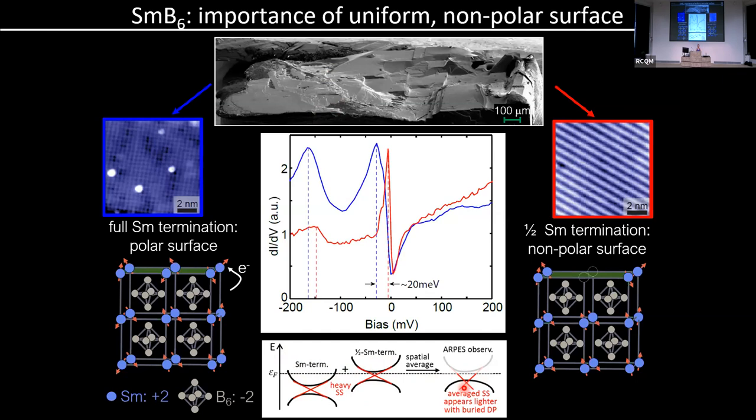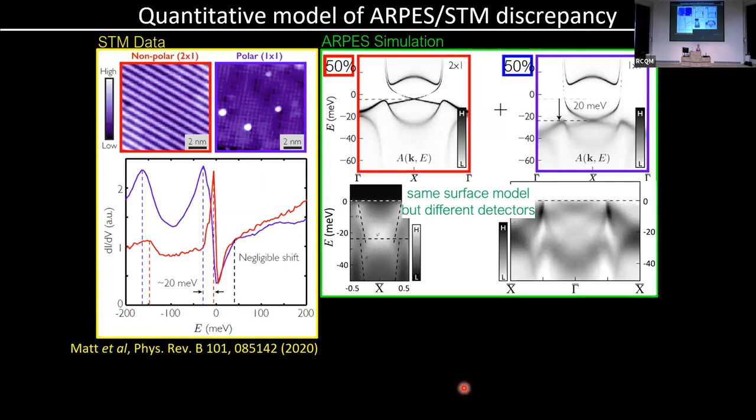So we did this a little bit more quantitatively. It's nice to show cartoons, but quantitatively, can we actually simulate this? So we made two models, one that looks like the expected theory in red here, and another one that just pushes everything below the Fermi level down by about 20 millielectron volts, taking into account the extra electrons at the surface. And we just took a 50% average of these two things.